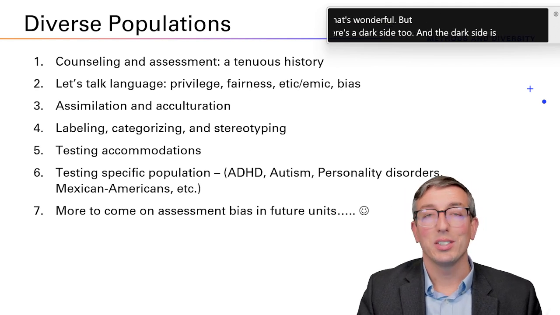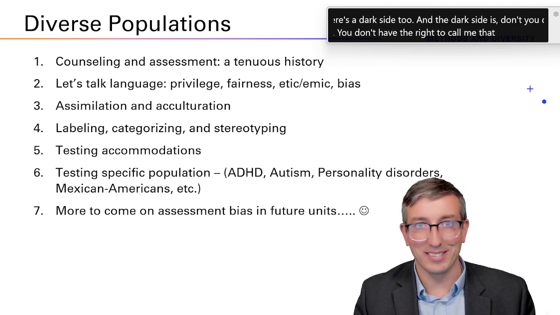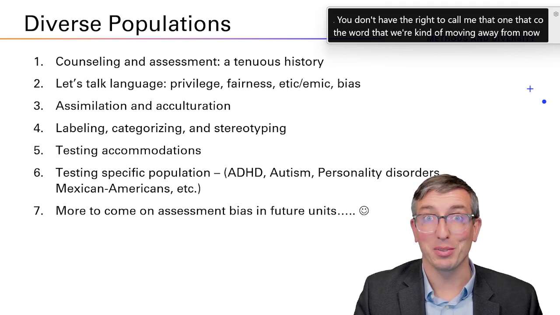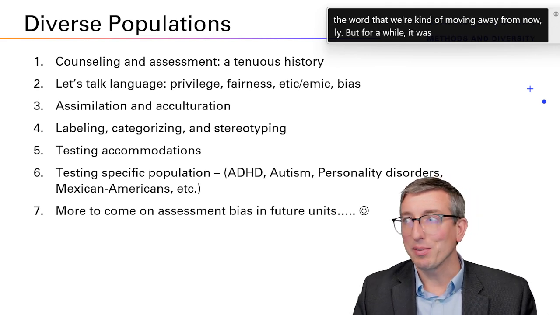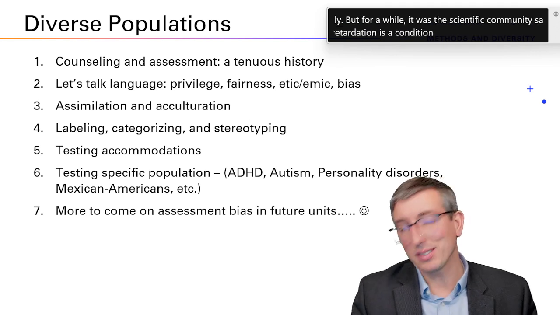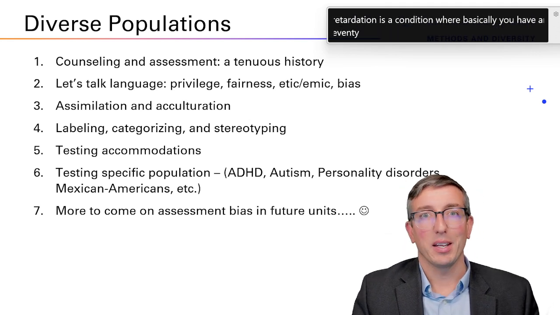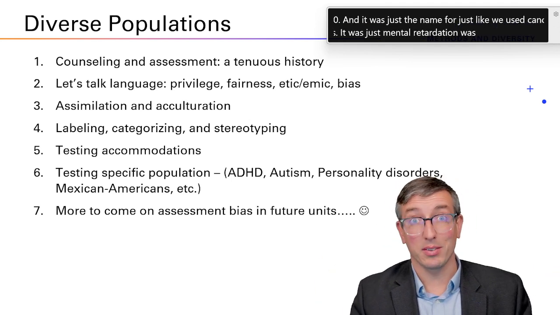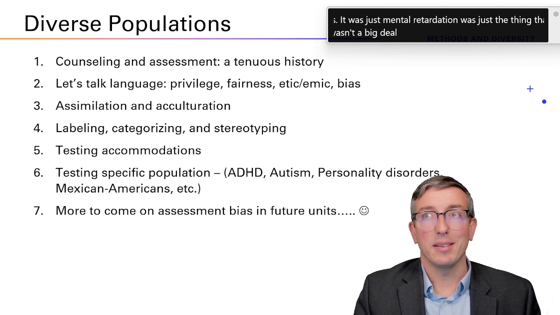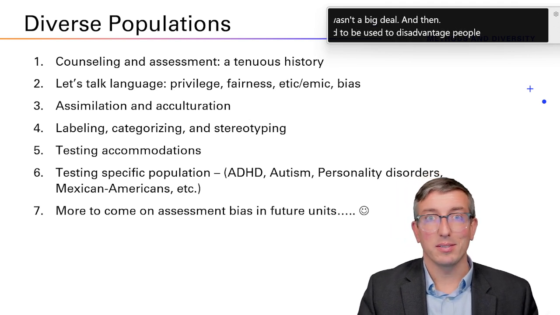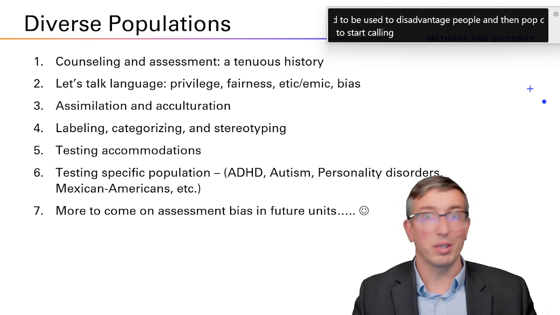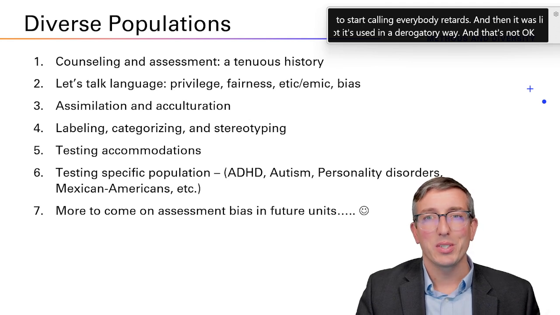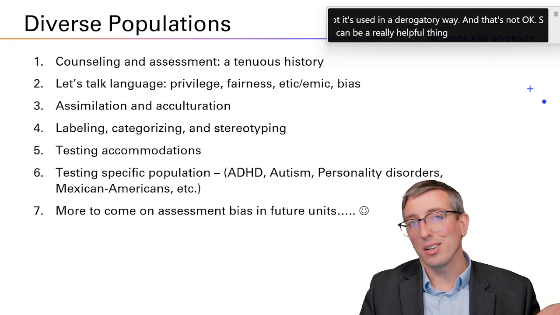But then there's a dark side too. And the dark side is, don't you dare call me that. You don't have the right to call me that. One that comes to mind is the word we're kind of moving away from now, thankfully. But for a while, the scientific community said mental retardation is a condition where basically you have an IQ of below 70. It was just the name for it, just like we use cancer or diabetes. It was just the thing that you had, and it wasn't a big deal. And then it started to be used to disadvantage people. And then pop culture decided to start calling everybody retards. And it's used in a derogatory way, and that's not okay. So labeling can be a really helpful thing, and it can also be a really harmful thing.